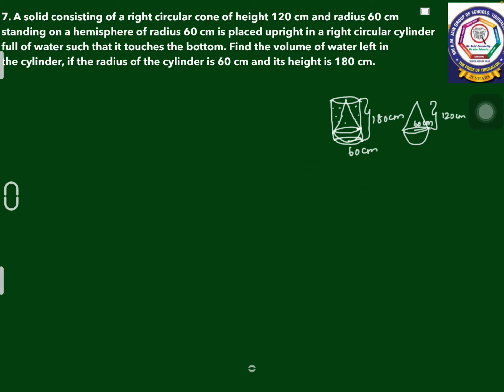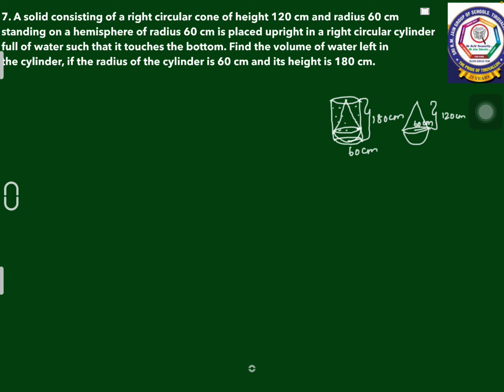Now how much water will be left in the cylinder if this solid is placed inside the cylinder? You know, when this solid is placed inside, water would have flown out. So how much water flows out? The balance only will be remaining. How much water flows out will be equal to the volume of this solid. As per the Archimedes principle, whatever solid is placed inside the cylinder which is full of water, that much water will flow out.